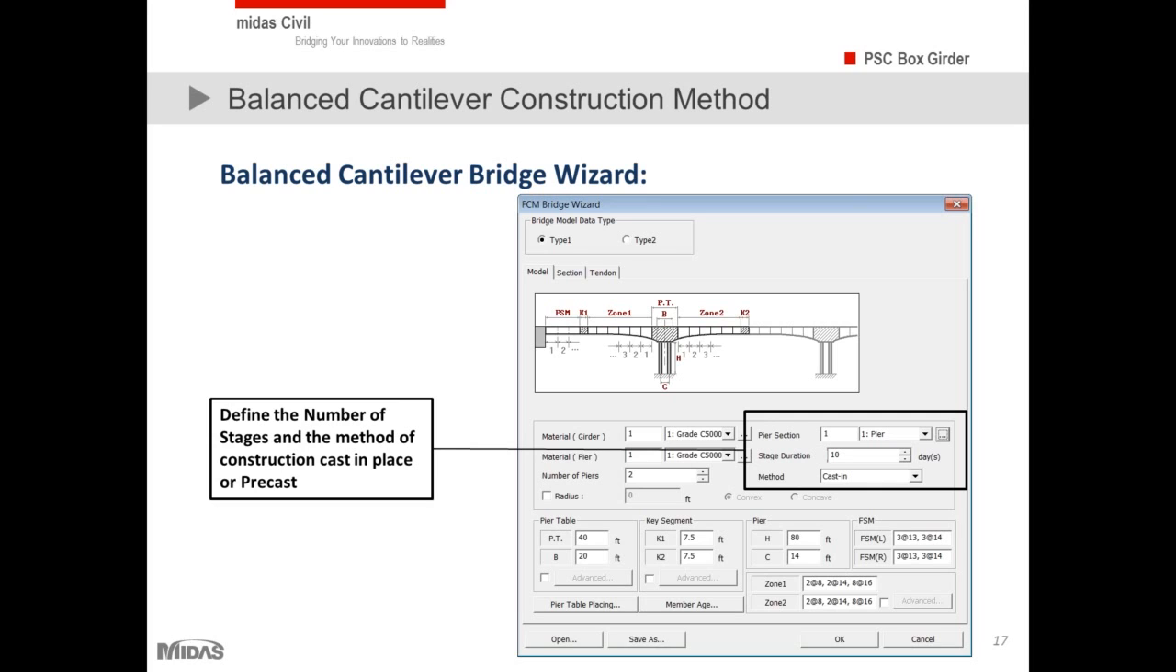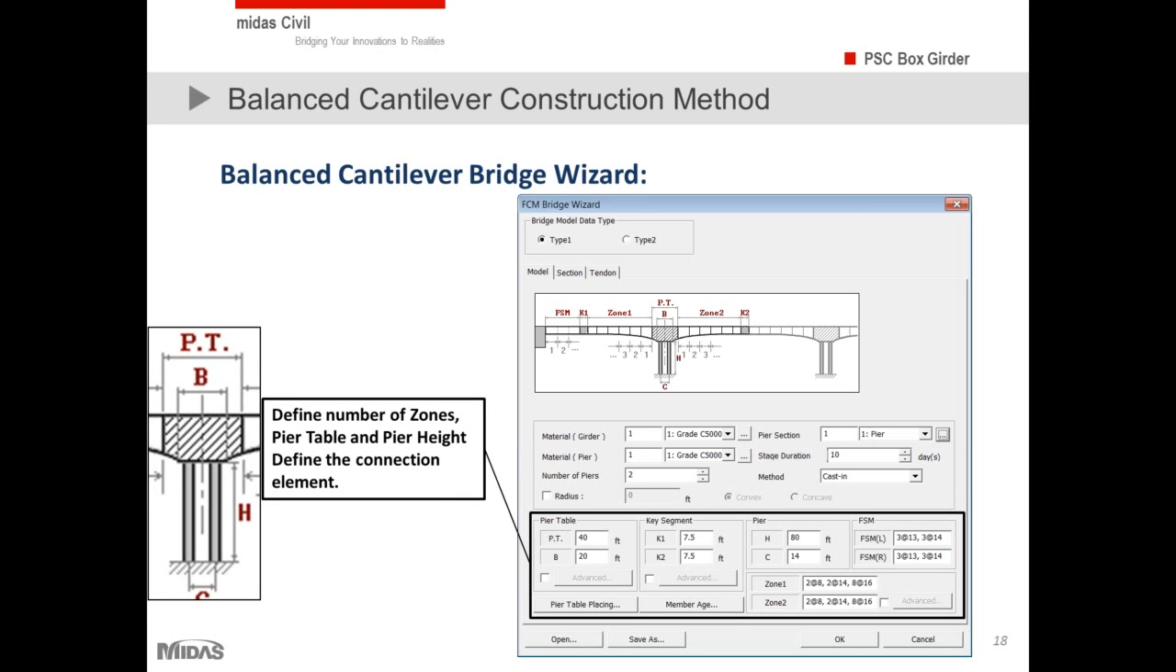There will be a difference between cast in and precast, because if it is cast in, then the wet concrete load will be taken by the immediate element, which is right in front of it. And if it is precast, then it will be just brought to the site, and it will be connected to the bridge, and post tensioning will be done. So that's why we have provided this method of cast in or precast.